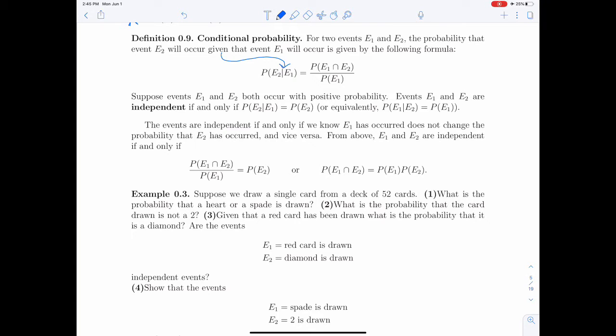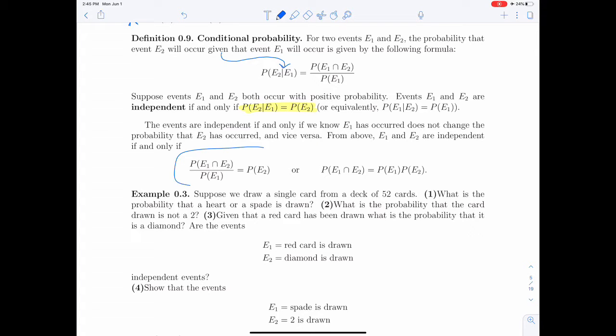So if they both have positive probability, they're independent if, when I do out this conditional probability formula, I would just get the same probability as if I did both of them on their own. And that's just because, like they're saying, if event 1 occurs, it doesn't change the probability that the other one has occurred. We know it's independent, because if things are unrelated and don't affect each other, then we could just evaluate them separately.